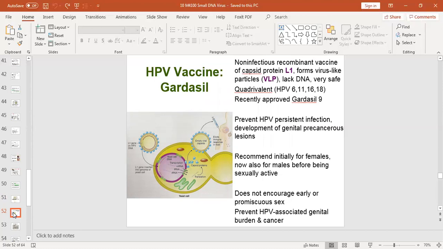And upon injection, it forms virus-like particles, or VLPs. These VLPs do not have DNA, therefore they're very safe. The vaccine is quadrivalent. It's effective against HPV 6, 11, 16, and 18. These are serotypes. And recently it has been approved for more serotypes as well, Gardasil 9. So what does it do? It prevents HPV persistent infection and development of genital precancerous lesions.